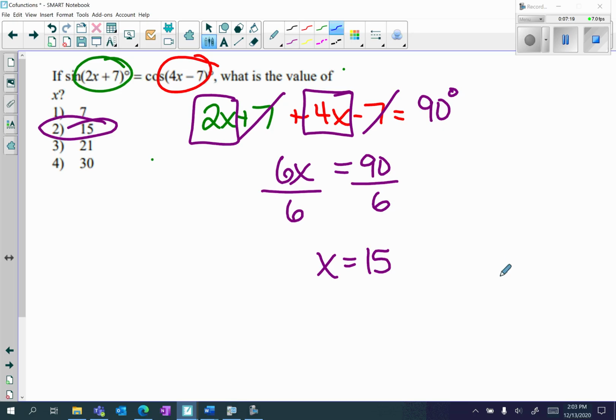So to summarize what we've learned, sine of A is equal to cosine of B. The sine of one angle is the cosine of its complement, and A plus B equal 90, they're complementary.